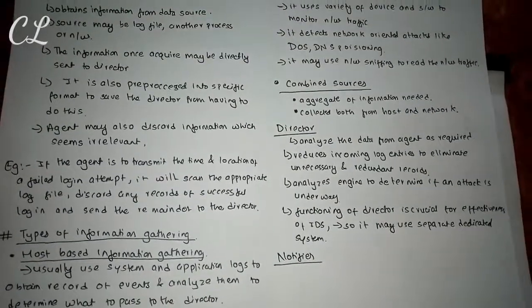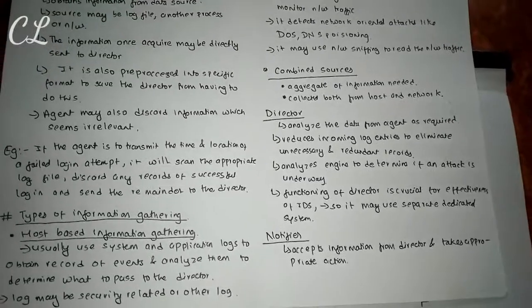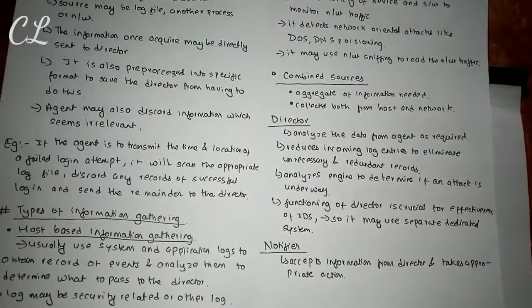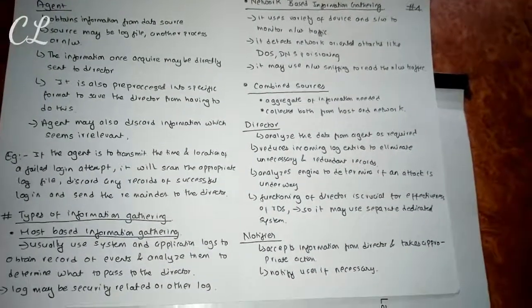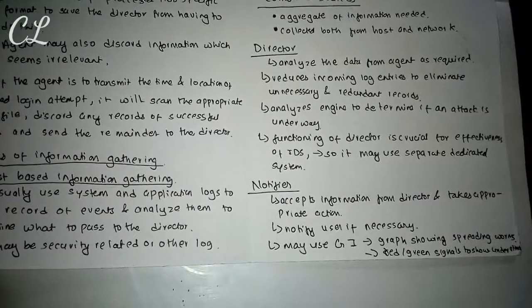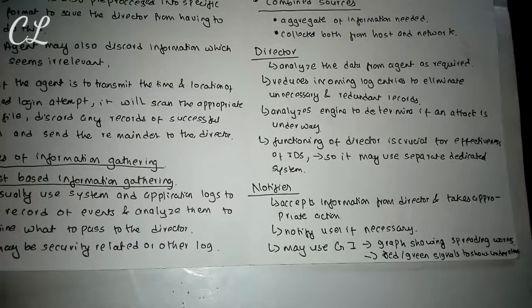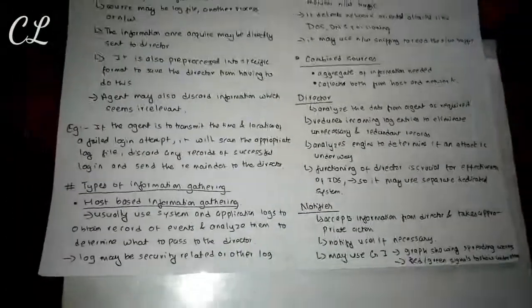Now let's go to the next part of the architecture, that is the notifier. The notifier accepts information from the detector and takes appropriate action. The appropriate action can be to notify the user if necessary. It also may use a graphical interface, graphs showing spreading worms, or radar green signals to show whether it is under attack or not.